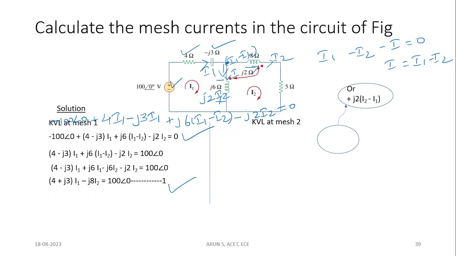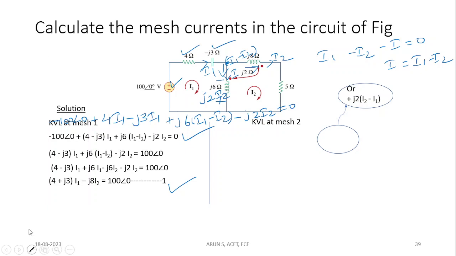I don't want to do the mathematical part, that you can do it on your own. The minus 100 angle 0 is taken to the right hand side, will become plus 100 angle 0. So remaining calculation you can do. Okay, so this is the equation we got. Next we will go to the second loop. It is a bit complicated.